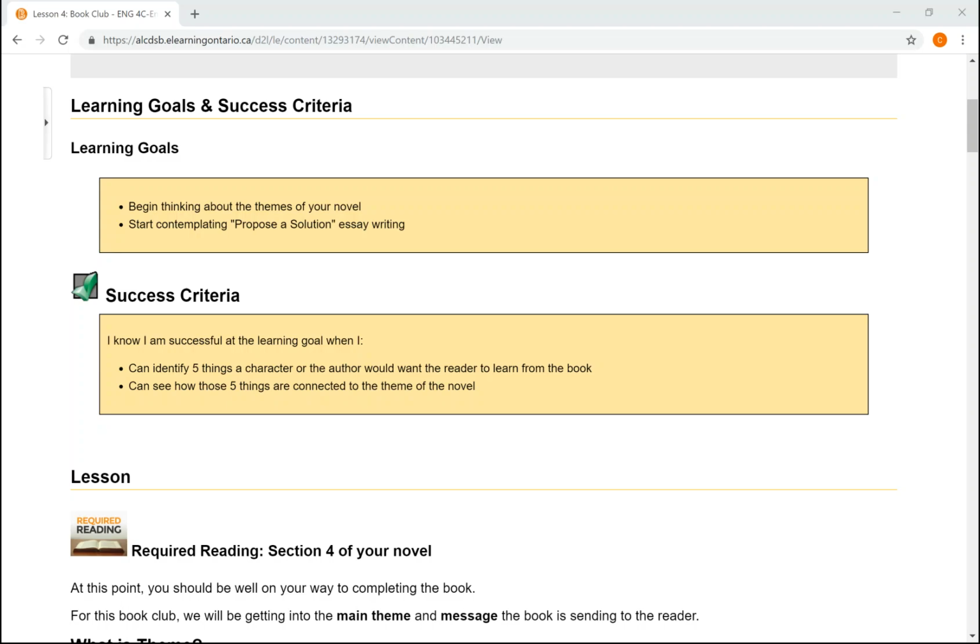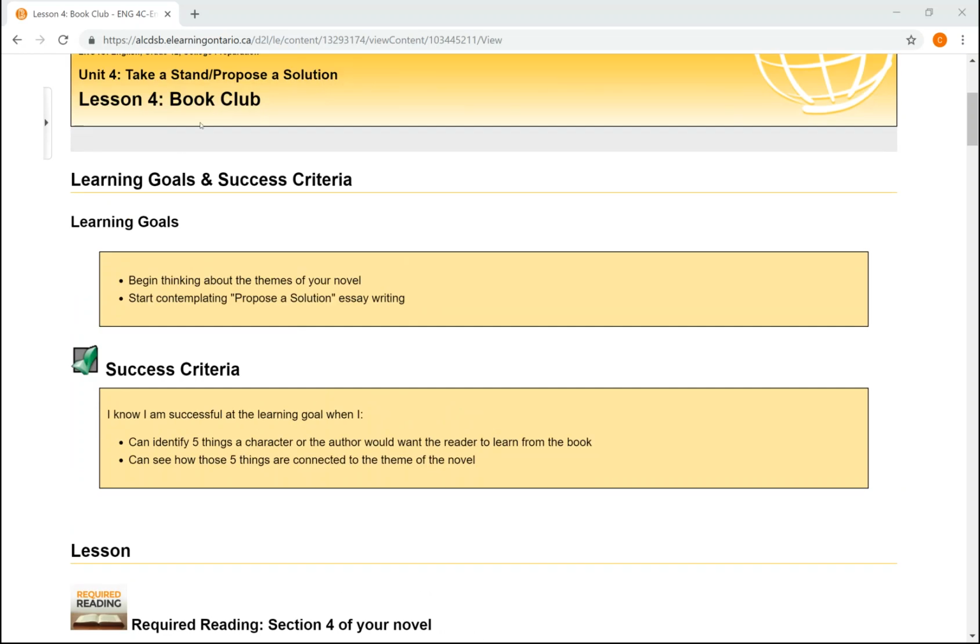Class. Today is Tuesday, November 27th. Your goal for today is to complete Lesson 4 Book Club. You can identify 5 things a character or the author would want the reader to learn from the book, and you can see how those 5 things are connected to the theme of the novel. That is your success criteria for today.